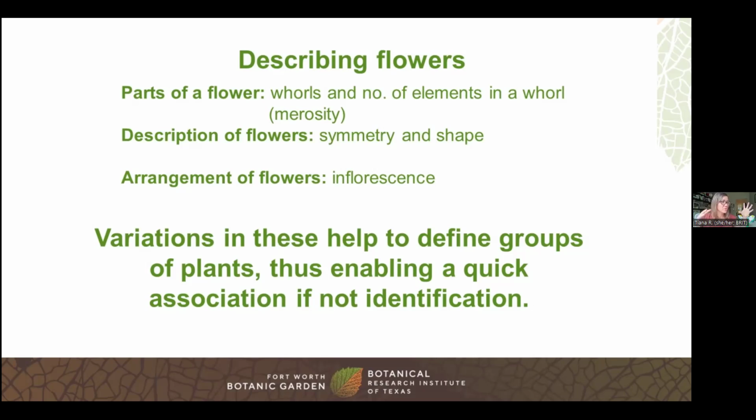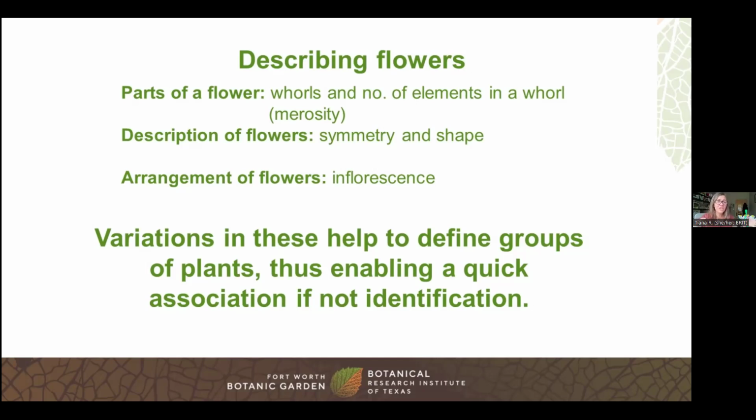There are generally 3 ways in which we talk about flowers. The parts of the flower, and that's really what we're going to be at today, looking at whorls and the number of elements in a whorl. And then the description of flowers, the symmetry and shape. I think I talk a little bit about these when we get into some of the species we're looking at, but we're not really going to spend much time on it. I'm not going to review any of that. And then lastly, the arrangement of the flowers on the plant, the inflorescence. Again, that's another one that we're not really going to go back to review too much, but we'll still talk about it when we get to some of those species.